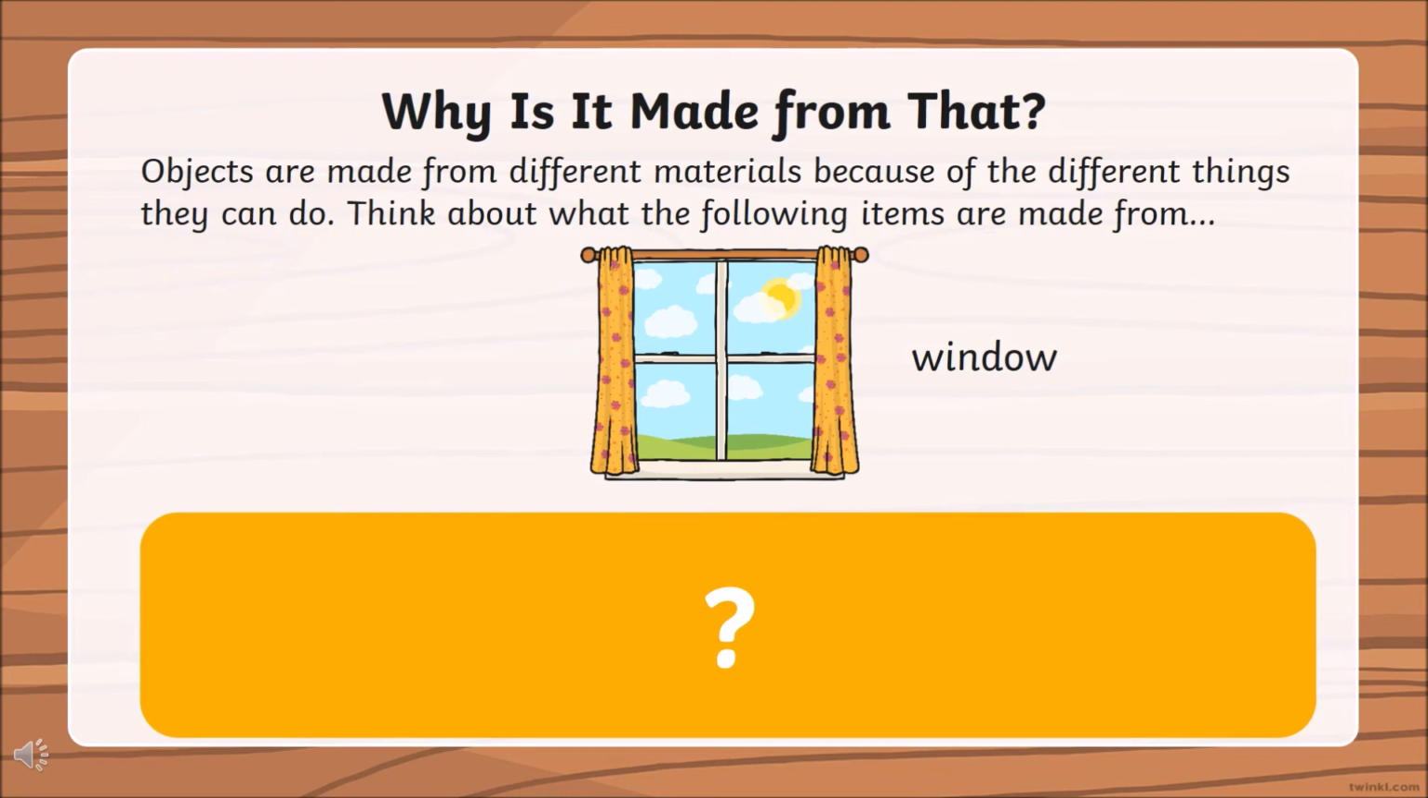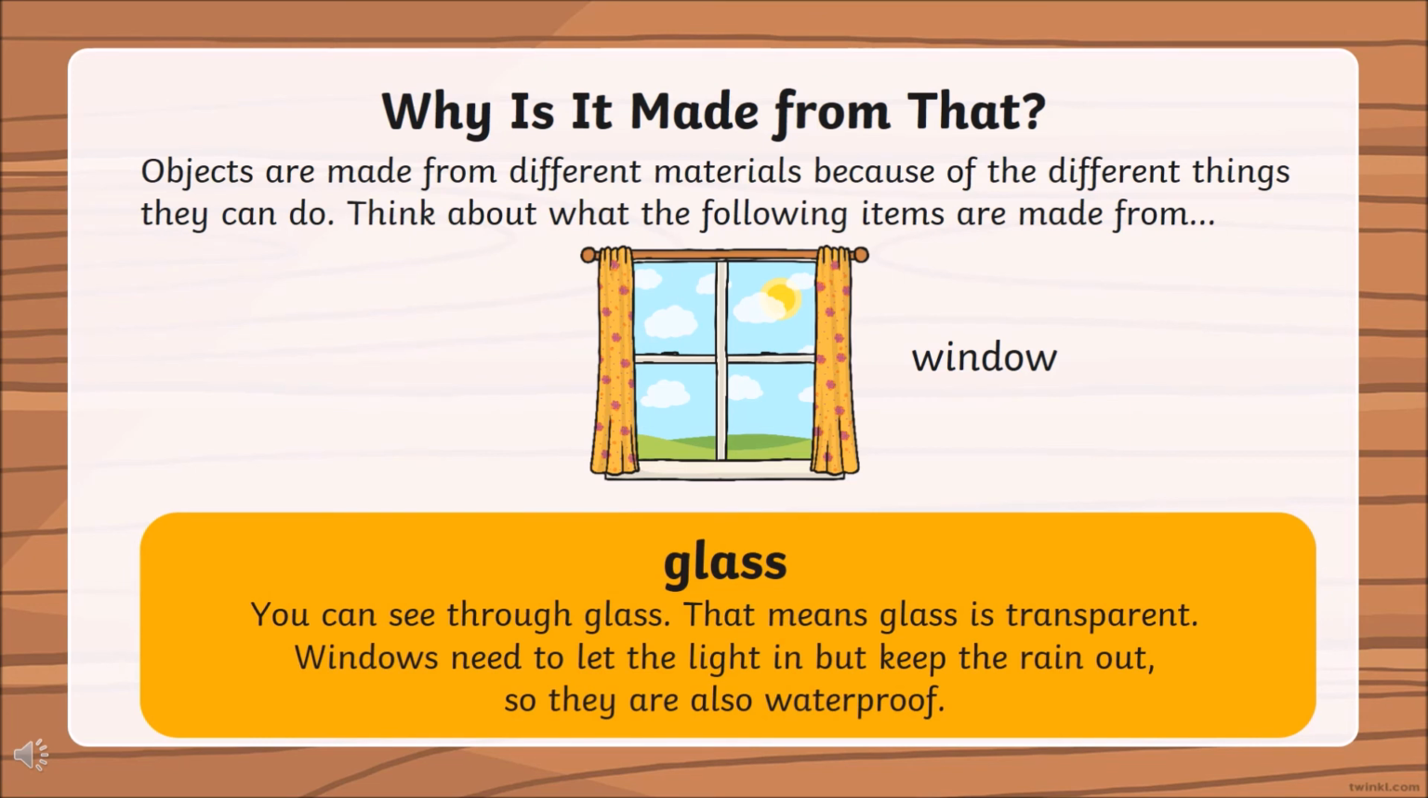Can you guess? Glass. You can see through glass. That means glass is transparent. Windows need to let light in, but keep the rain out. So they're also waterproof.